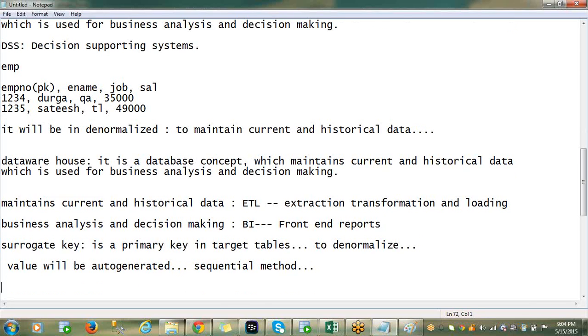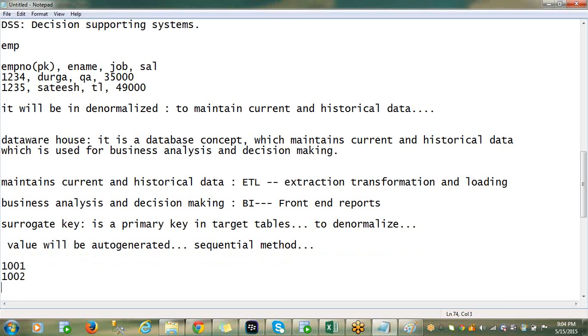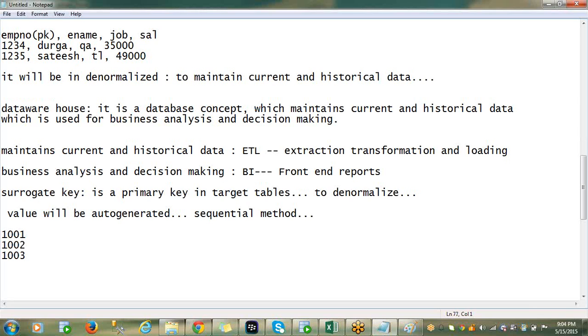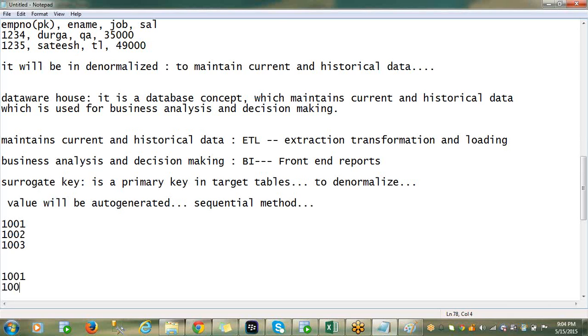A sequential method, like if the initial value of that particular surrogate id is set as 1001, the next value will be 1002, 1003, if the sequential incrementing process is by 1. Or else if we are going to increment by 2, then 1001 will be your first value, the next value will be 1003, and that is how it works.